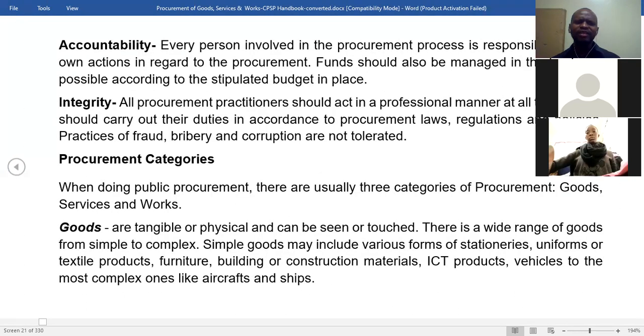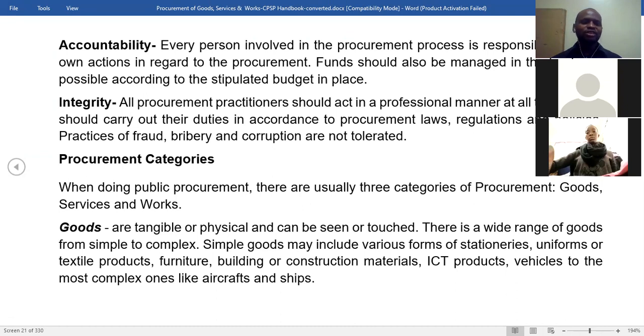The other important thing is accountability. You must be accountable. You must have somebody who is responsible in procurement. For example, if something happens in procurement, something that is not normal in procurement, there must be somebody who is answerable to that thing that is happening in the organization. And that is why we talk about accountability in procurement.